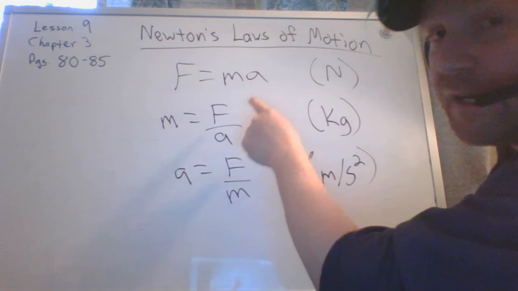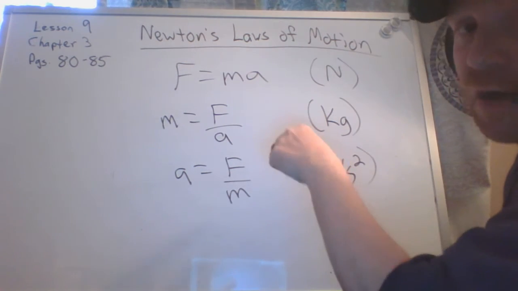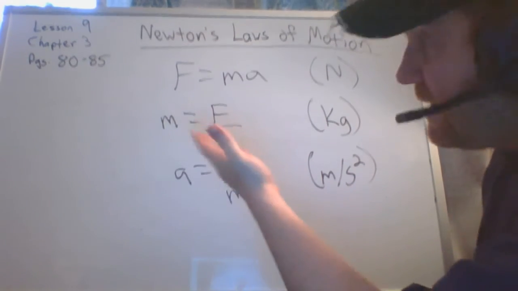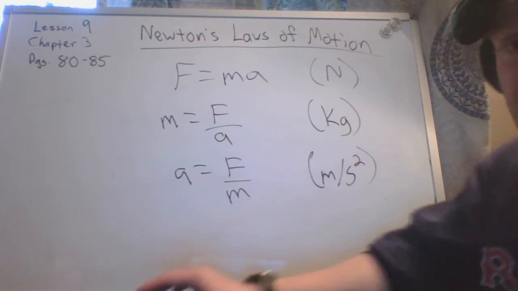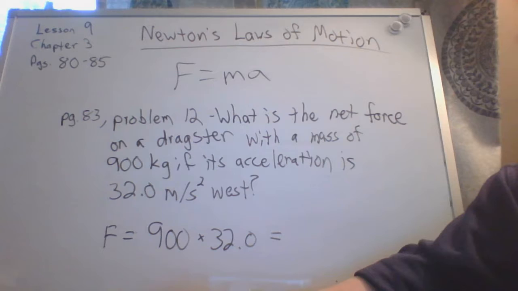If you think about kicking a bowling ball, it is not going to accelerate as much as a soccer ball would, so acceleration would go down. Newton's second law basically describes the relationship between force, mass, and acceleration. Let's do two example problems quickly.